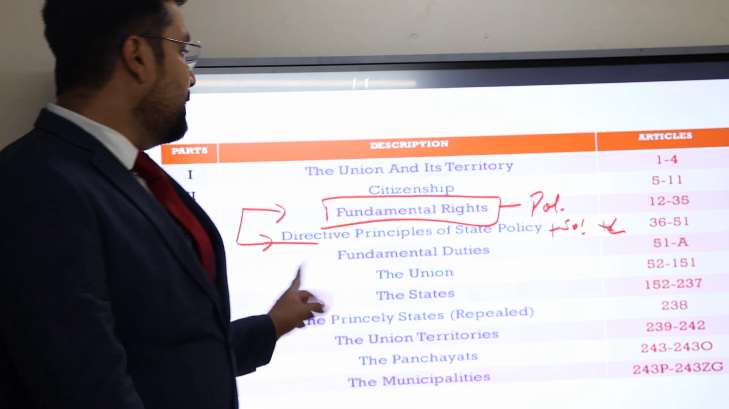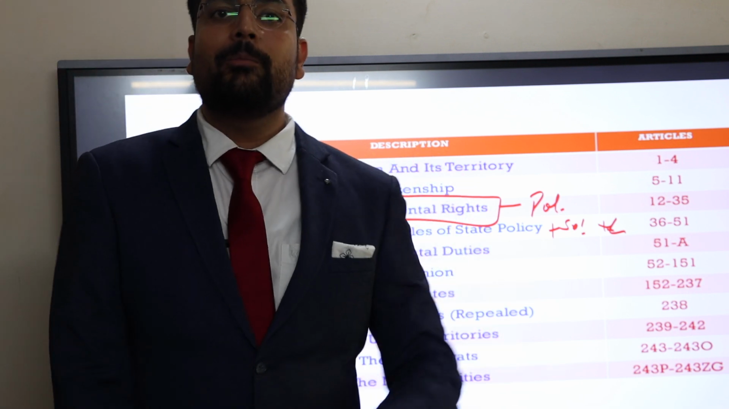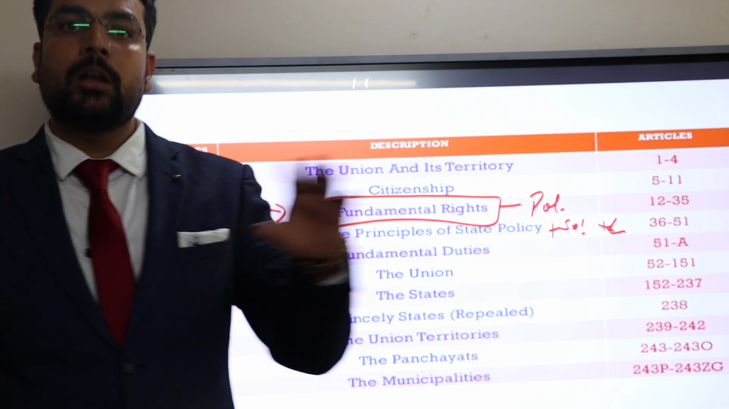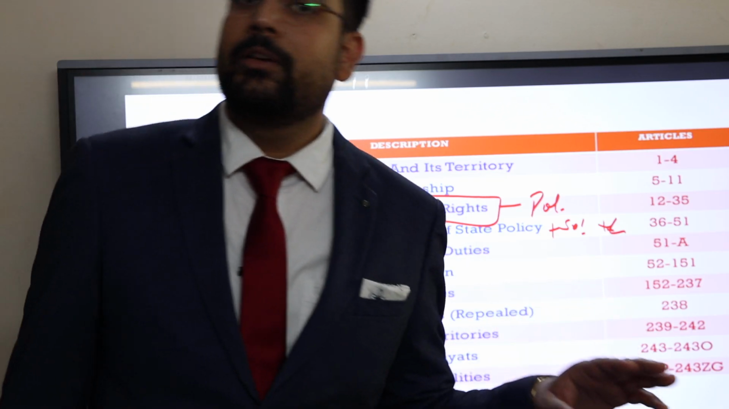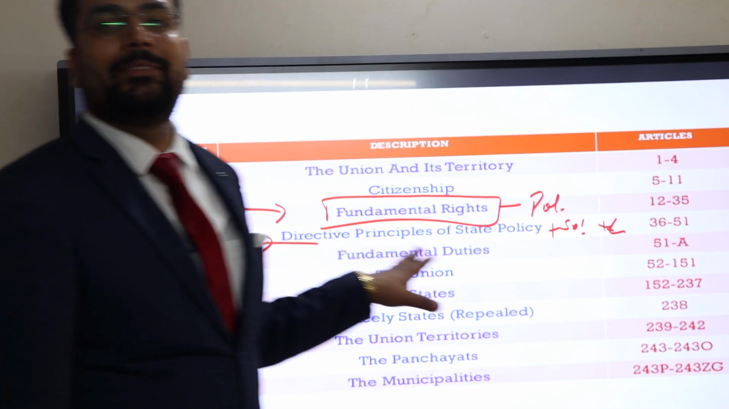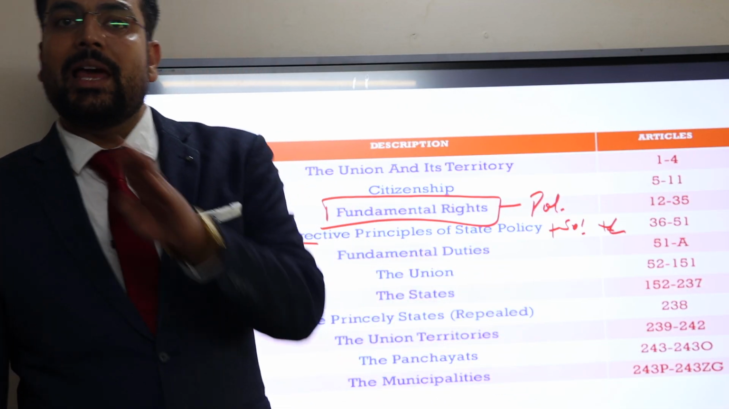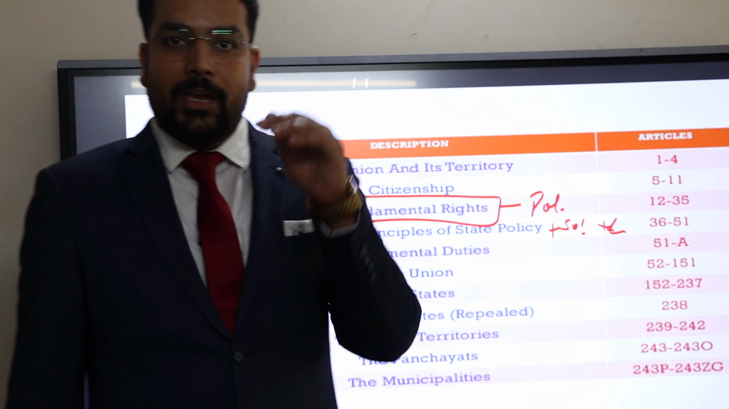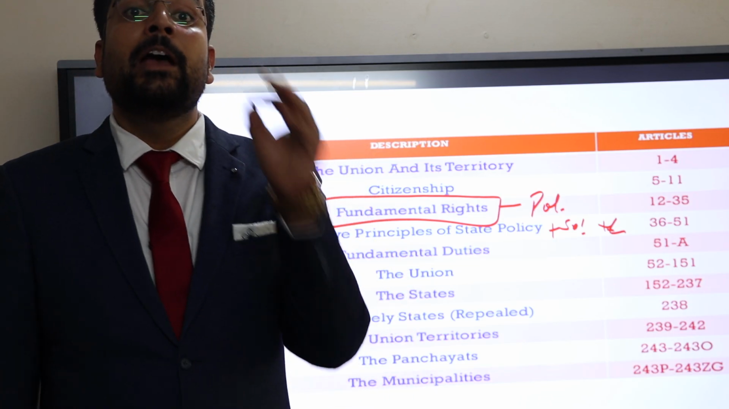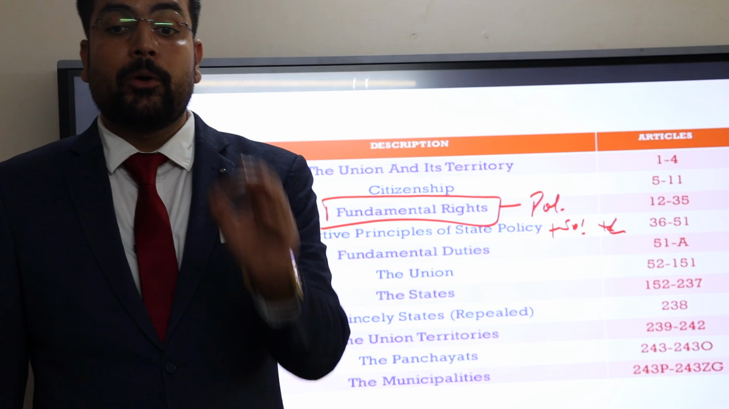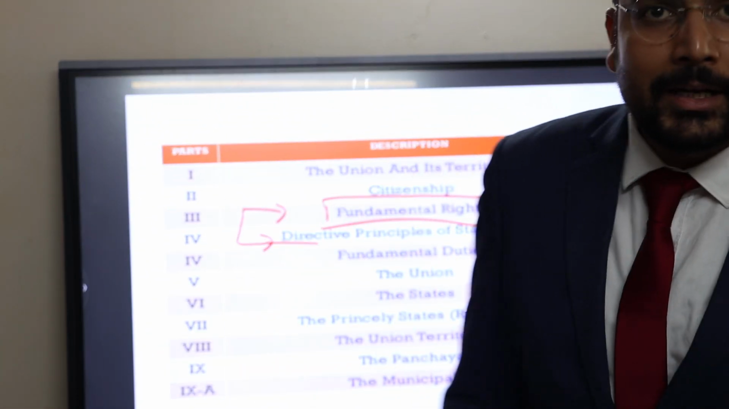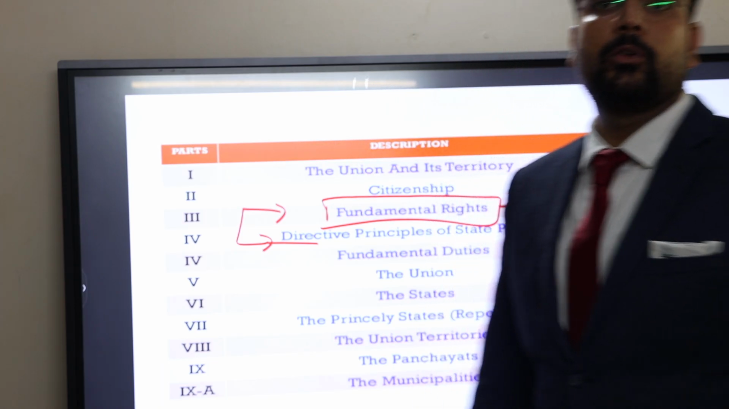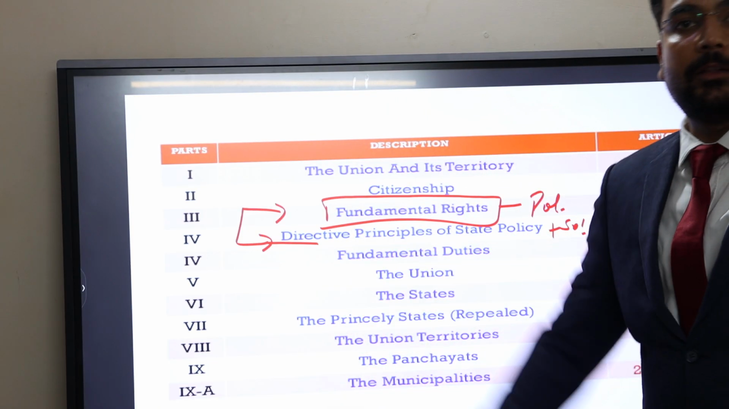But in case of violation of DPSP, these are non-justiciable in nature. Nobody can go and visit the courts. This is also a basic difference. It means social and economic justice is provided by the state, but it completely depends upon its discretion. But in case of political justice, it is mandatory. It has to be provided by the state to the people. These two chapters are there.